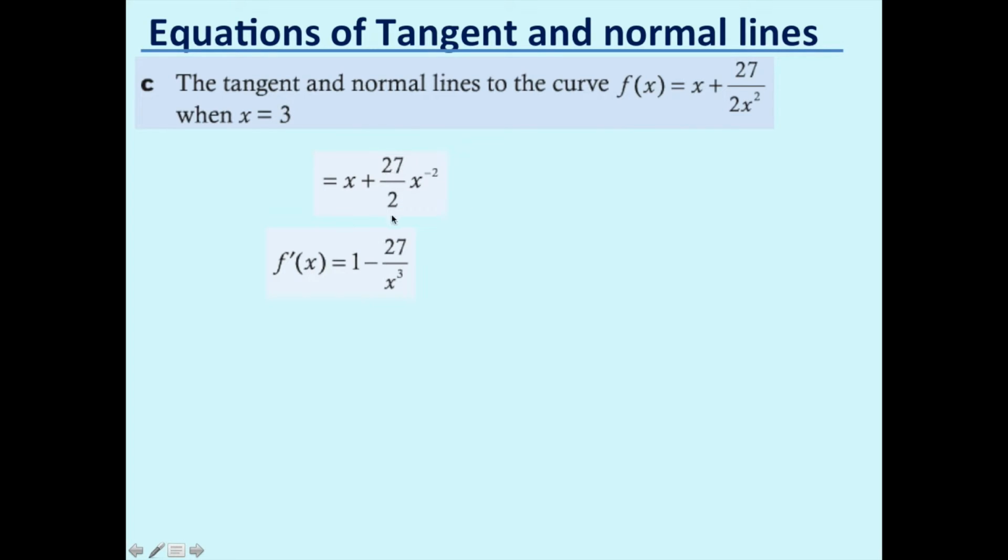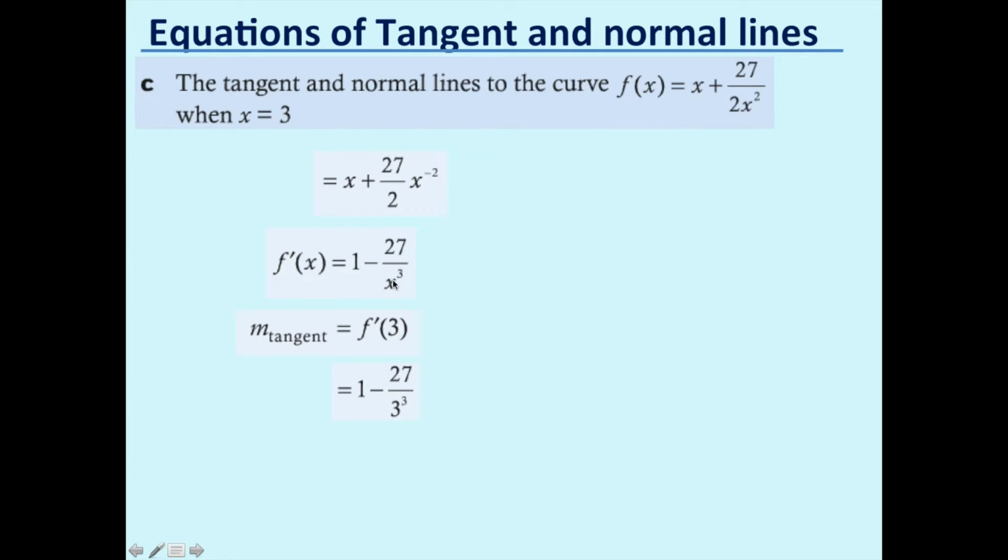Similarly here, 27 over 2, x to the power negative 2, bring the negative power down, and then x to the negative 2 minus 1 becomes x to the power negative 3, or x over 3. So we've got our gradient function here, f dash x, and we want to find the gradient at the point where x equals 3. So again, just substitute in 3 for f dash x to find the gradient of the tangent.